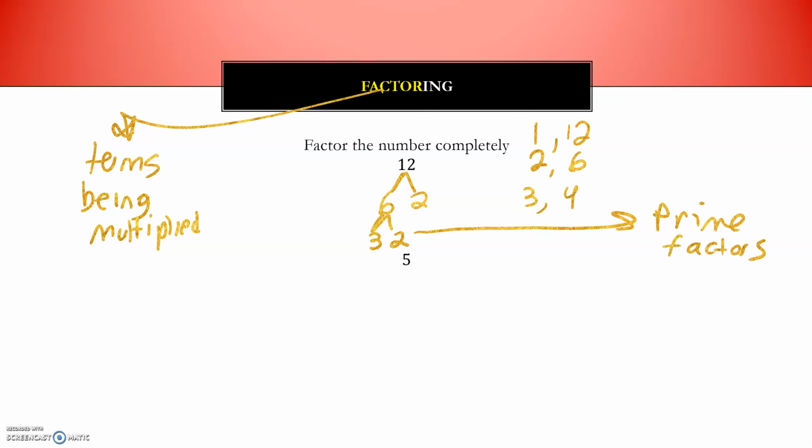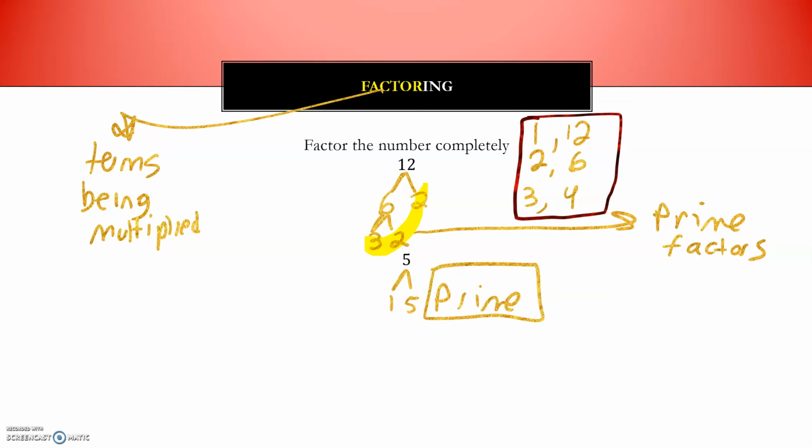So we have two different kinds of factors. We just have the basic pairs, what numbers together multiply to give us a certain number, and then we have the prime factorization, which are all of the numbers that you can't break down any further. The only way to get 2 through a multiplication is 1 times 2. Same thing with the 5. 5 is already a prime number, so we cannot factor 5 anymore. The only factors it has are 1 and 5.